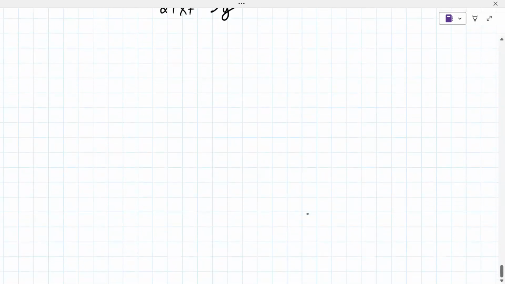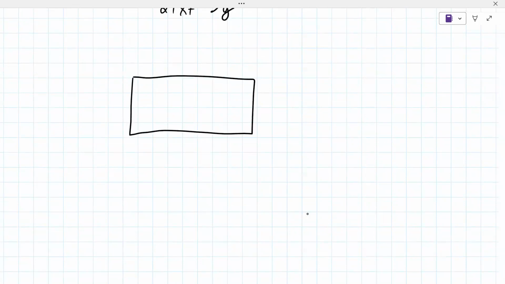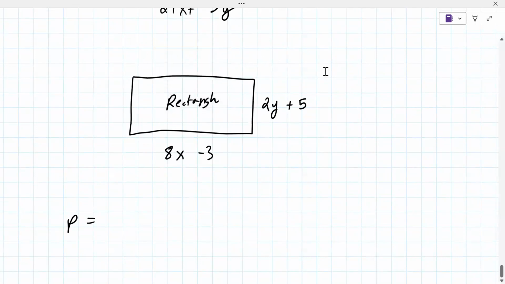Okay, so let's try another one here. Let's say the perimeter of this thing, let's say this is 8x minus 3, and this is 2y plus 5. Could you calculate the perimeter of this for us, please? And this is a rectangle. 16x minus 6.